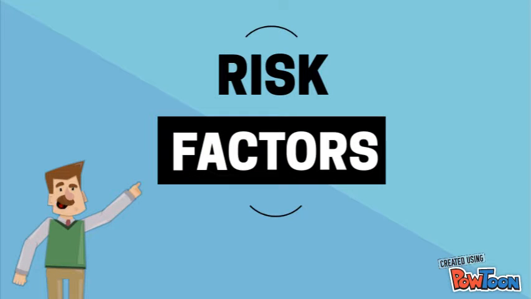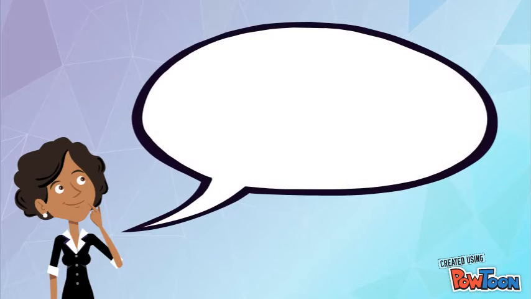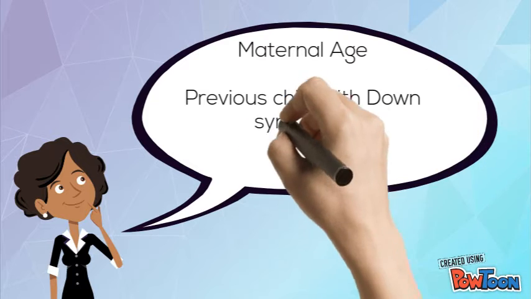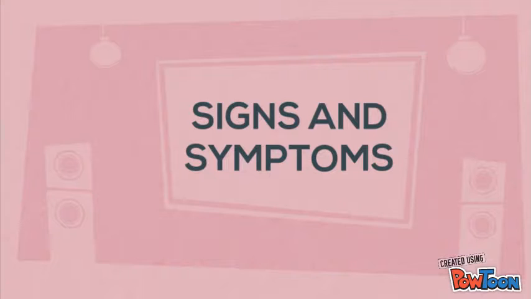Some risk factors include: first, maternal age; second, previous child with Down syndrome; third, a carrier parent. Signs and symptoms.